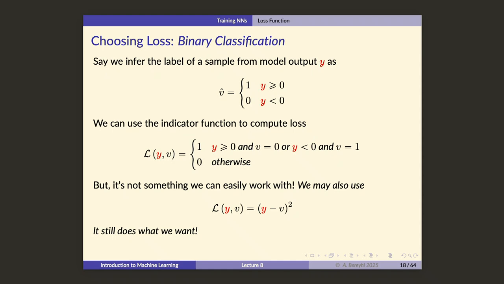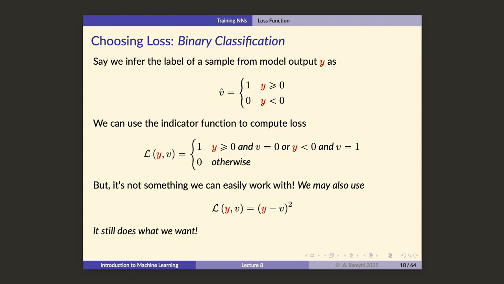Just want to see whether you get the idea how I can check whether this is the right loss or not. Say v equals 0. What's going to happen? Where is this loss minimized? If v is 0, when y is 0, right? If y is 0, what do I conclude? I conclude that the label is 0, right? So this is a good thing.